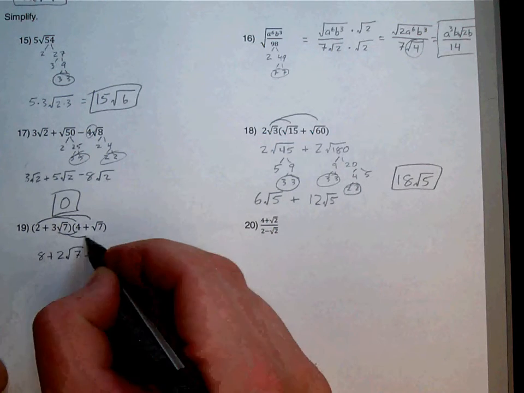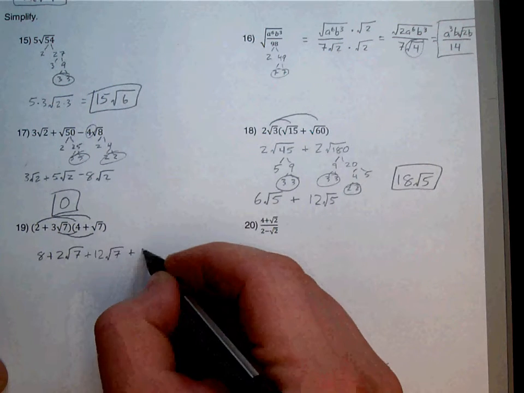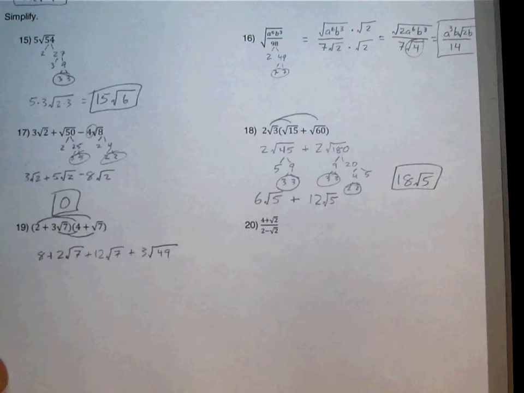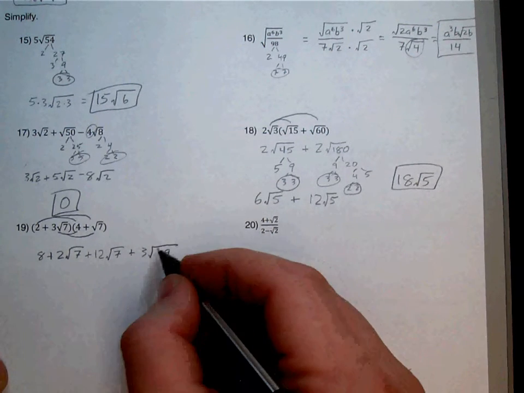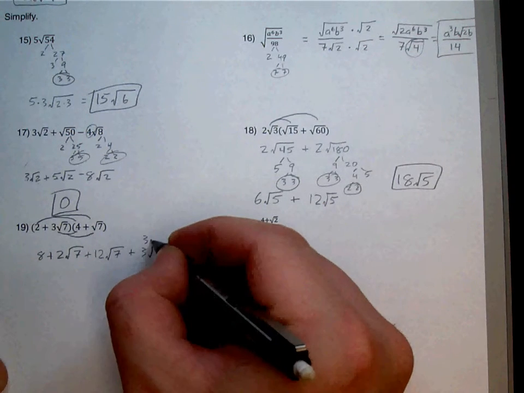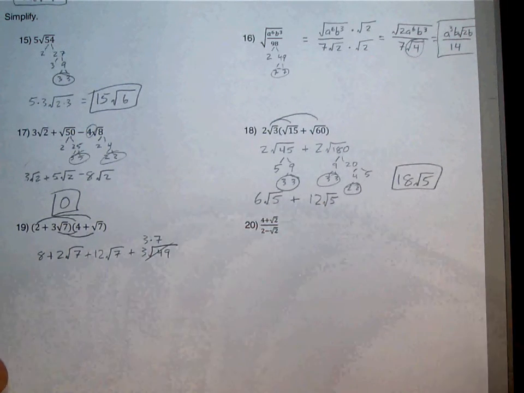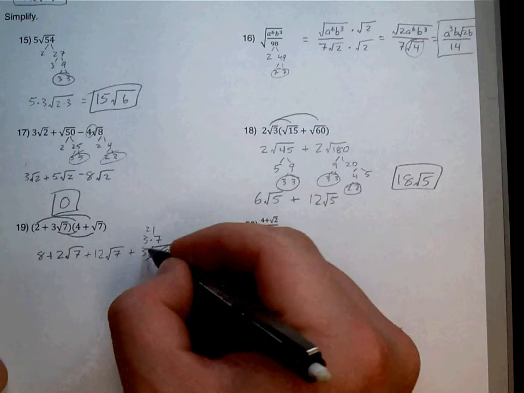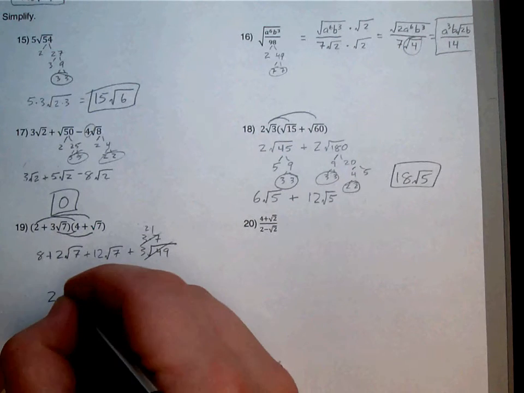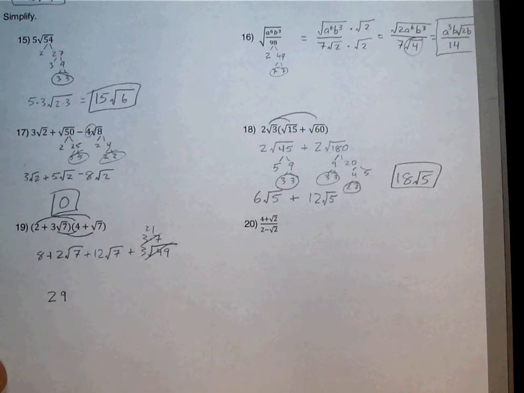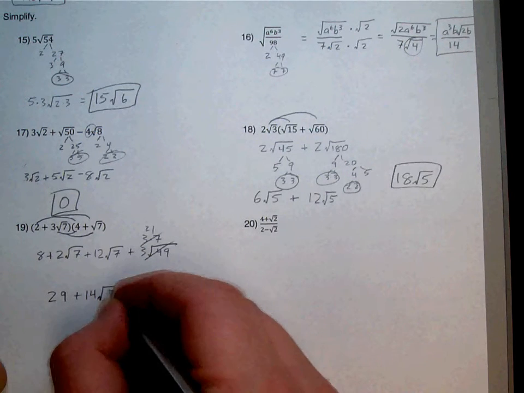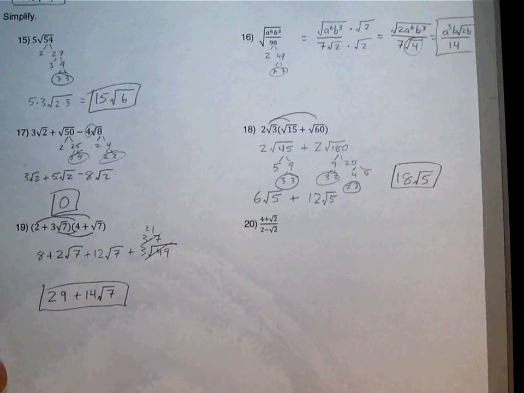And so then lastly, 3 square root of 7 times the square root of 7, that's 3 square root of 7 times 7, which is 49. But square root of 49 is 7. That really ultimately becomes 3 times just a 7, which is 21. So I can think of that as plus 21. So the 8 and the 21 are like terms combined to make a 29. 2 square roots of 7 and 12 square roots of 7 make 14 square roots of 7. So 29 plus 14 square roots of 7.